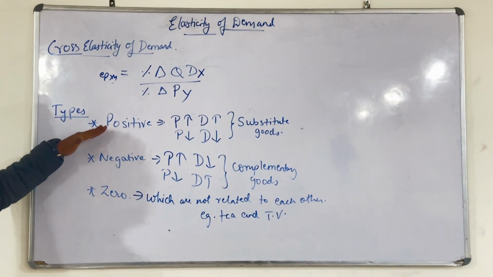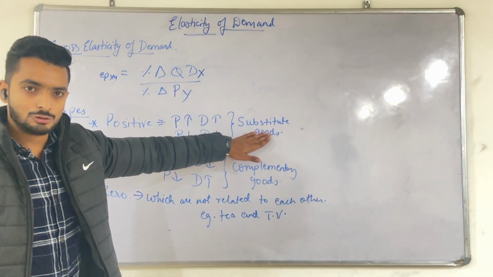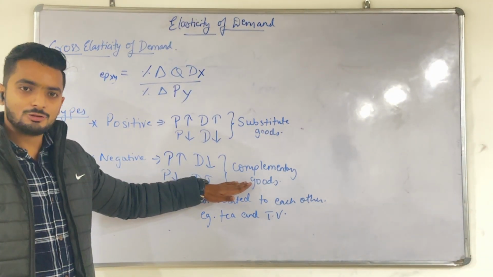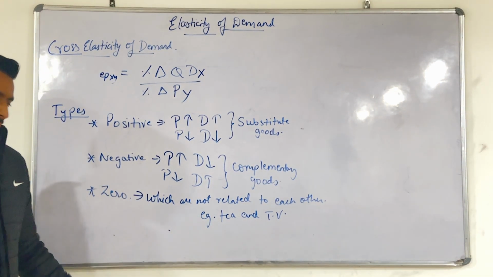So cross elasticity means percentage change in demand of X to a percentage change in price of Y. There are three types: positive, negative, zero. Positive is a direct relationship, the substitute goods case; negative, the complementary goods case; and zero, goods which are not related to each other. Understood?